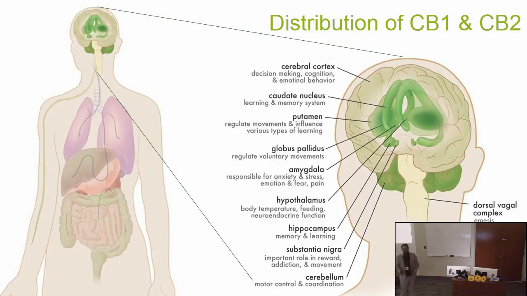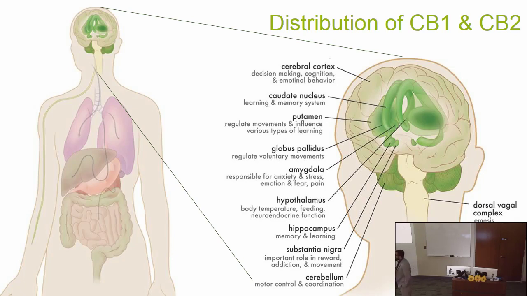So where are these receptors in your body? CB1 is the most abundant receptor that you have in your brain. It is expressed at high levels in areas of your brain that are responsible for everything from decision-making and emotional behavior to learning and memory, as well as voluntary movement, stress and emotion, body temperature and feeding, so appetite, as well as motor coordination and control. Because it has so many different functions in the brain, this is why you often see cannabinoids touted as a cure for many different things, or a treatment for many different things. But the evidence, as we'll get into, isn't necessarily there.